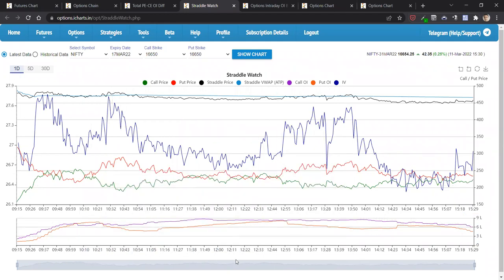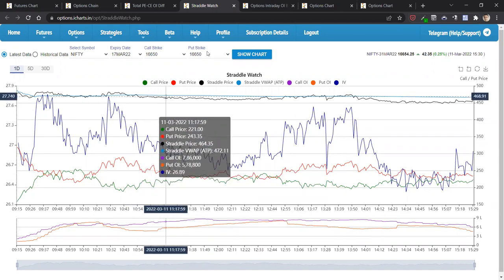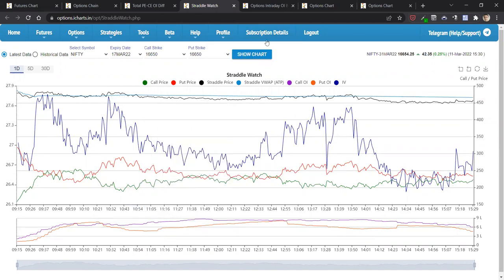Now, what I was asking is in particular about that straddle chart: that particular strike price's PCR chart movement, will it give some idea to enter into the long straddle or short straddle?